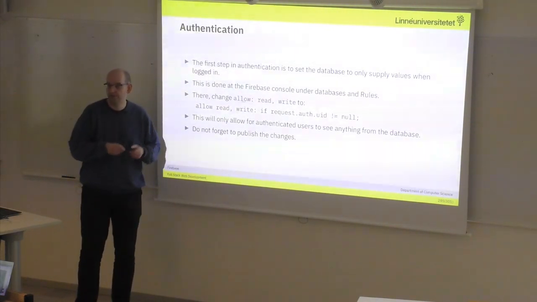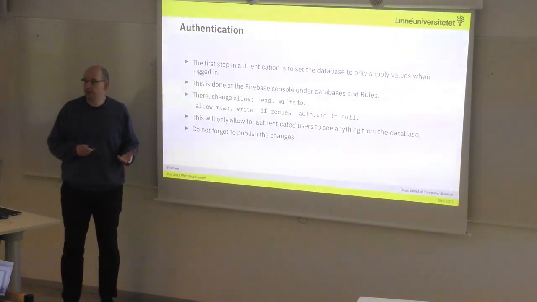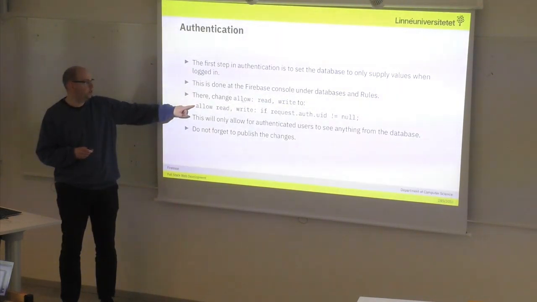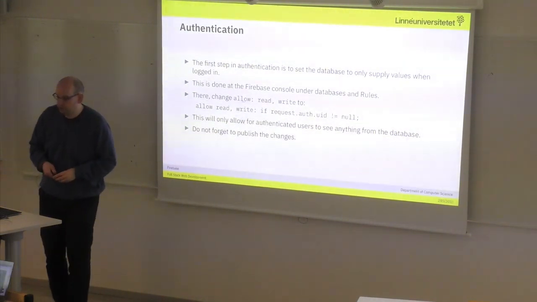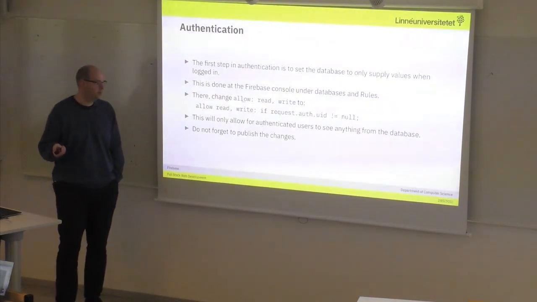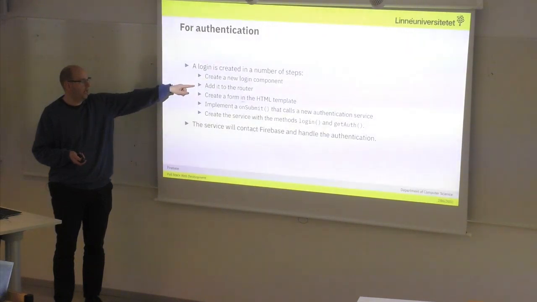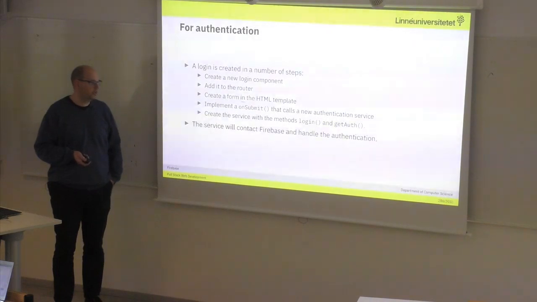And we need to change, of course, in the HTML, so that happens as well. To use authentication on our database, go into rules for the database and change allow read-write to allow read-write request auth ID null. And we got no time left, so I just run through this. Authentication: create a new login component, add it to router, create a form for entering, implement an onSubmit, and create a service for the login and get auth.